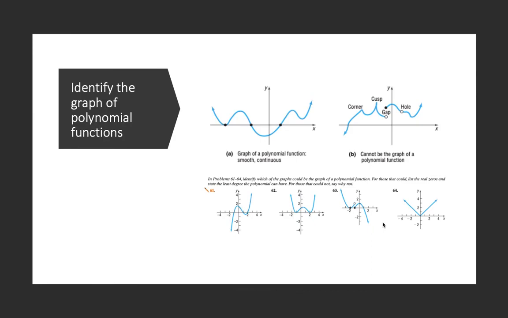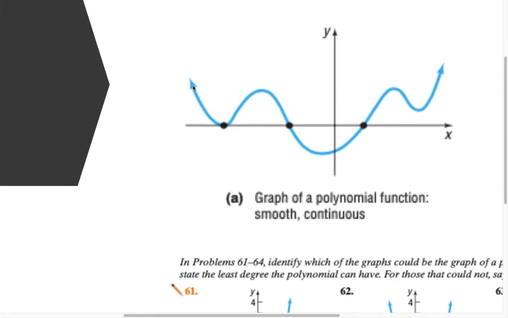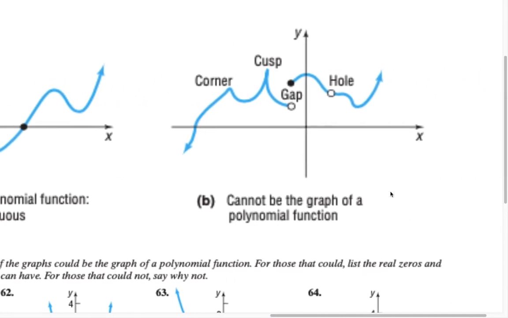Identifying the graphs of a polynomial function. In a polynomial function, the condition is that the graph will be smooth and continuous. This graph is smooth. There is no corner. Smooth means there is no corner in the graph. Very smooth. See, if I zoom it, you will see also. Very continuous.